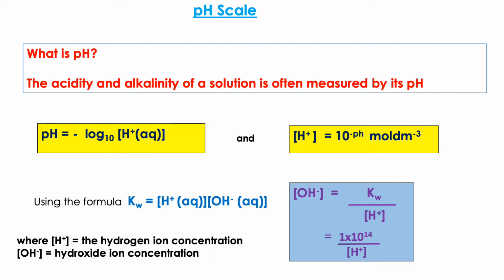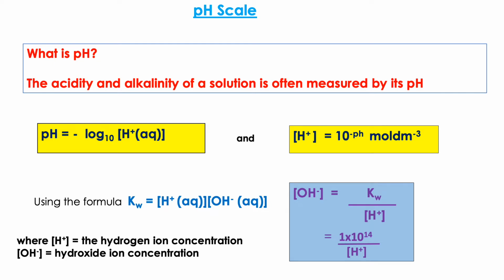What is pH? The acidity and alkalinity of a solution is often measured by its pH. pH has a formula: pH is equal to minus log to the base 10 of H+ ions. And H+ ions can be calculated using the formula H+ ions is equal to 10 to the power minus pH moles per decimeter cube.